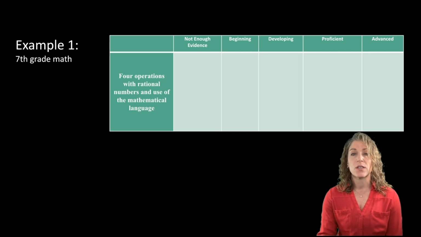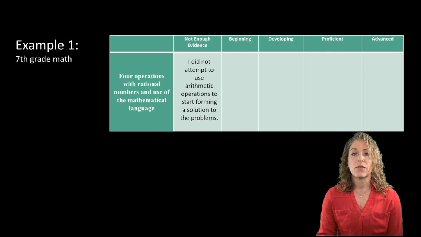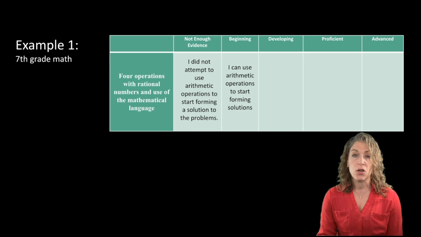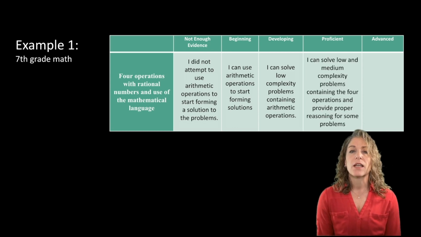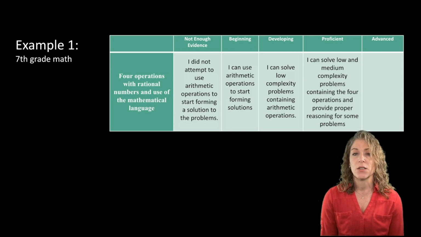First, let's read it over as it stands. Not enough evidence says, I did not attempt to use arithmetic operations to start forming a solution to the problems. Beginning says, I can use arithmetic operations to start forming solutions. Developing, I can solve low complexity problems containing arithmetic operations. Proficient says, I can solve low and medium complexity problems containing the 4 operations.